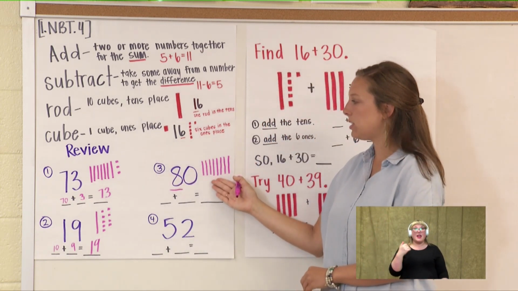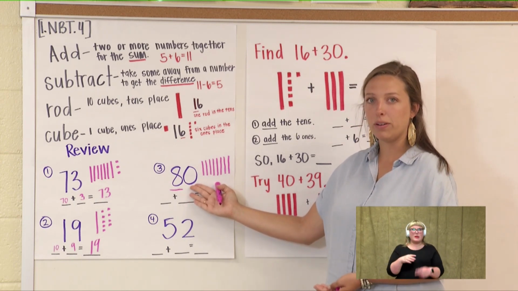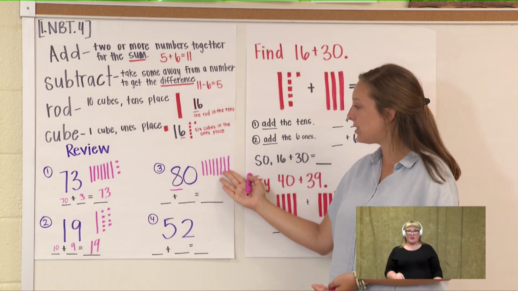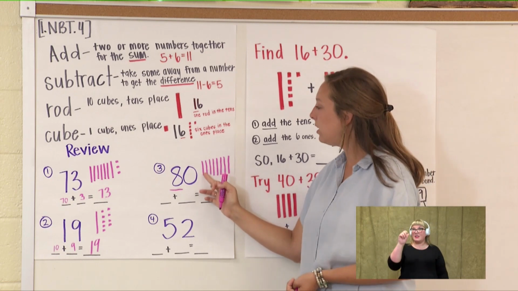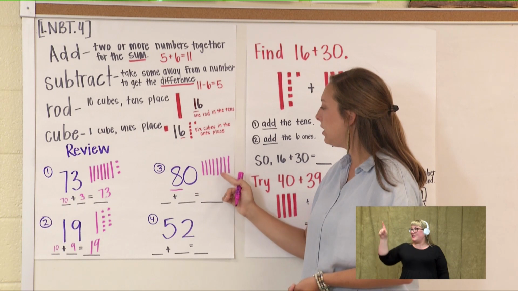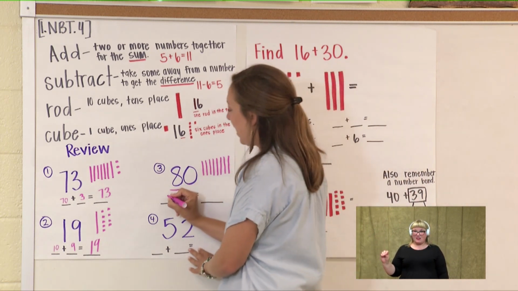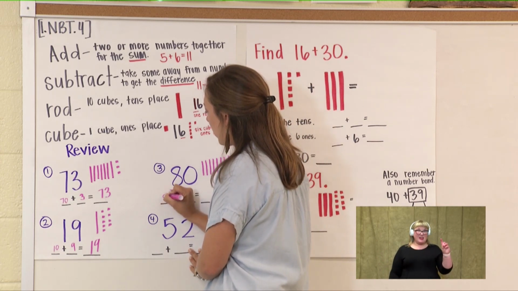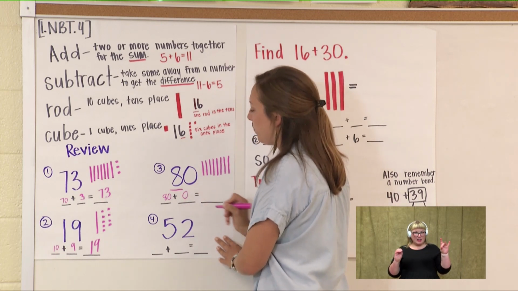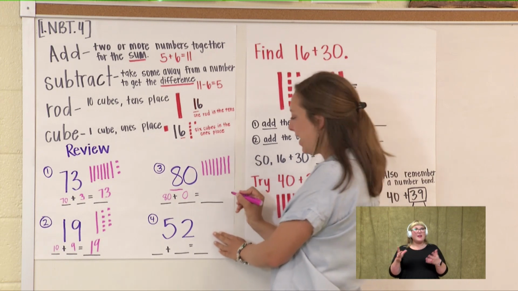We have 8 rods, but look at the ones place. The ones place has a 0, so we will not put any cubes. Let's count by tens because the rods stand for 10. 10, 20, 30, 40, 50, 60, 70, 80. I'm going to put in 80 in my equation. I have no ones, so we put our 0. 80 plus 0 gives us the sum 80.